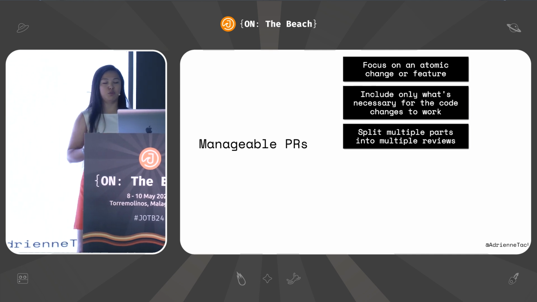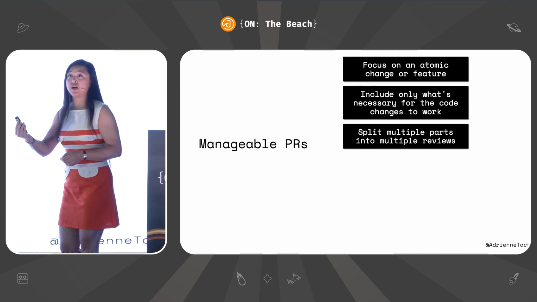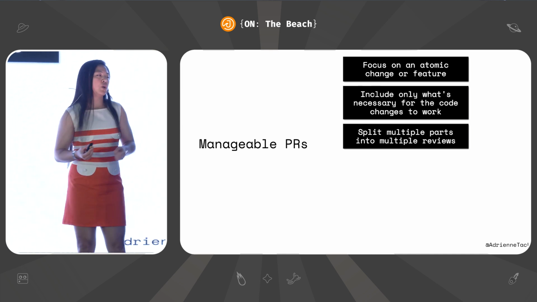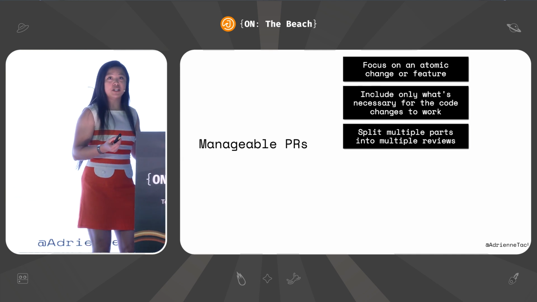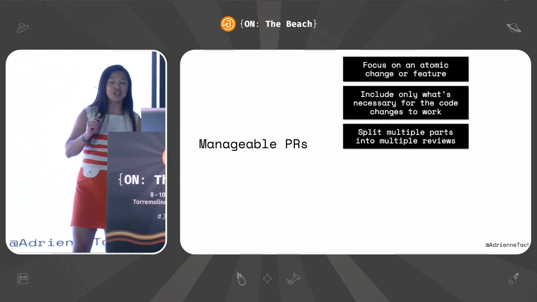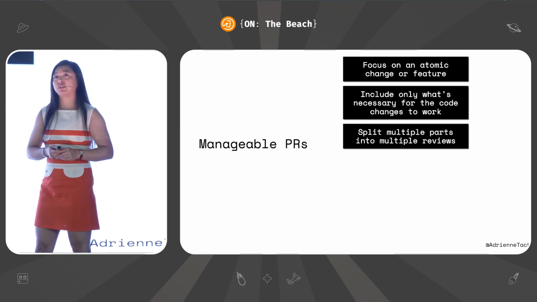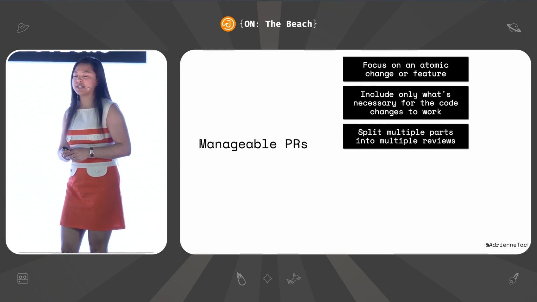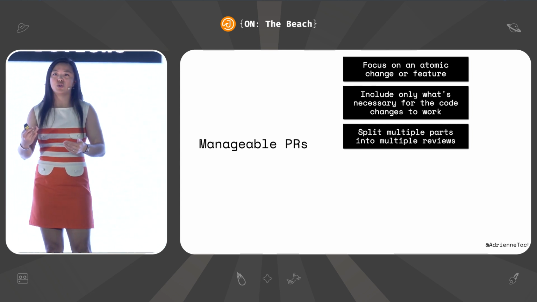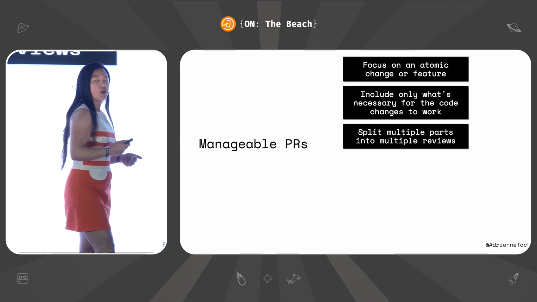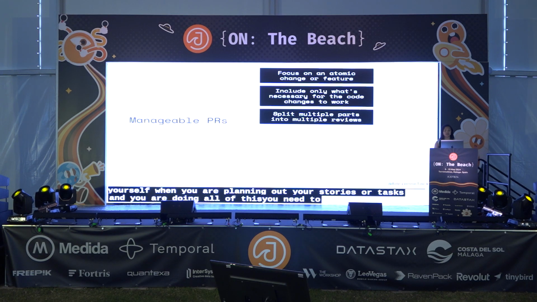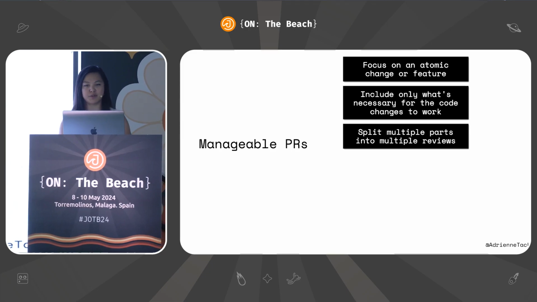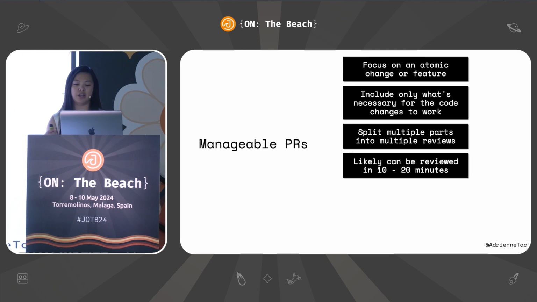Split multiple parts into multiple reviews. Imagine again yourself if you had to review one really large feature. It would be impossible to do that in a thorough way. One other thing to note is if you do have one feature that is really, really large, maybe there's something that's lacking in the planning and design phase, way, way prior to the code review process. When you are planning out your stories or tasks, you need to ask yourself, how can you make it as small as possible? Because if you make it as small as possible, then you can make that smaller PR in the end.